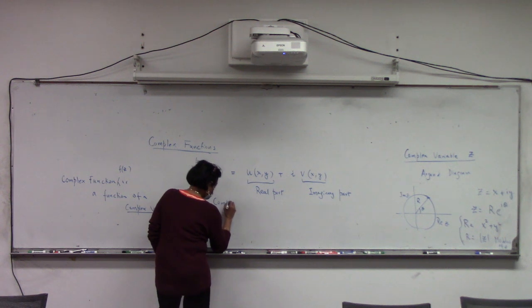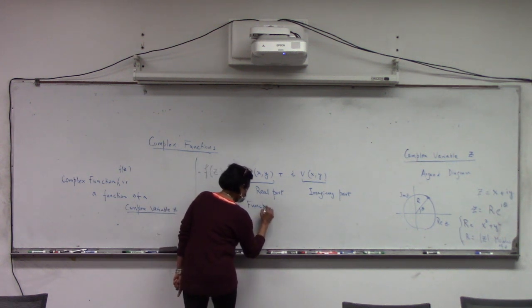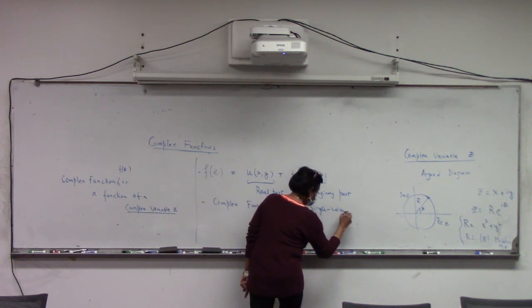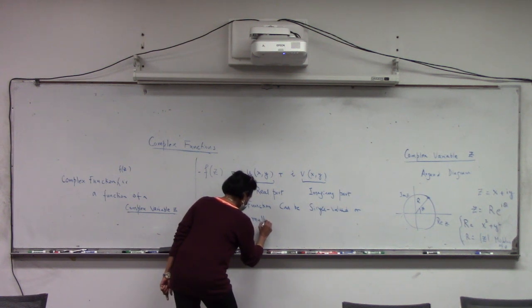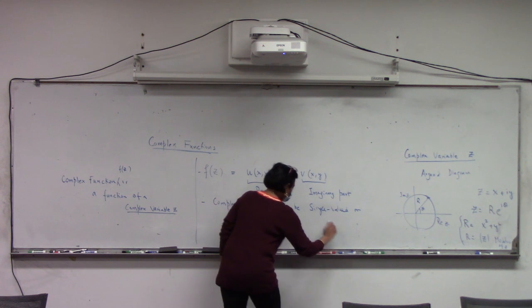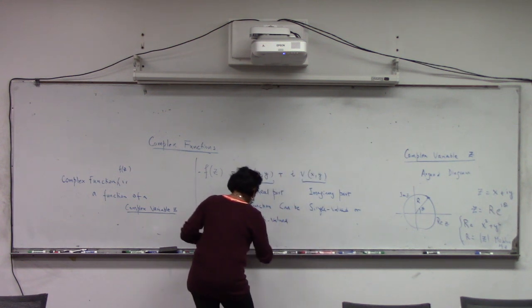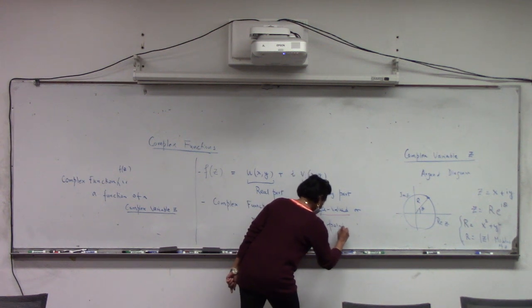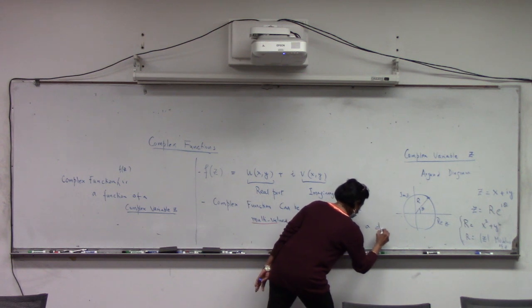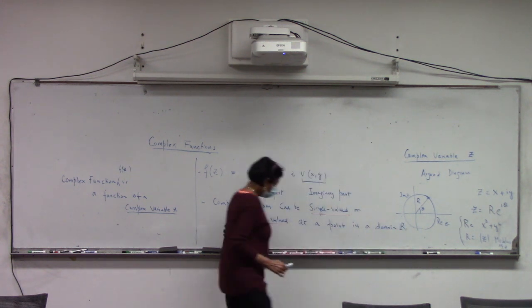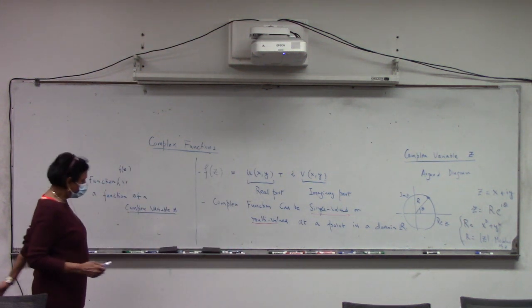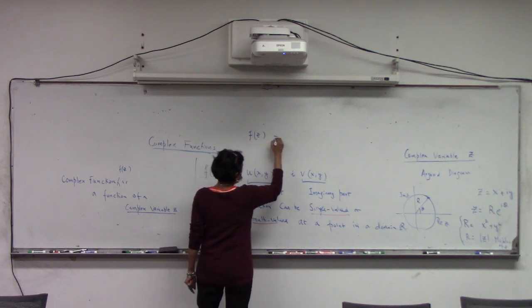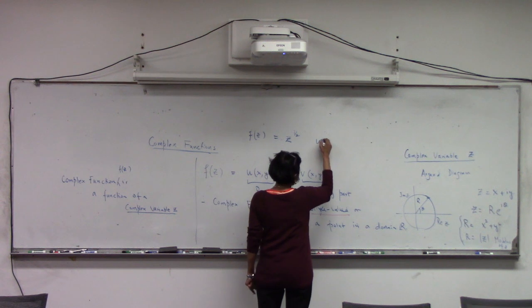So a complex function can be single valued, that is, it has a unique value at a point, or multi-valued. What do you mean by that? Let's try to understand this for a minute. Suppose my complex function f of z is the square root of z, where z is a complex variable.